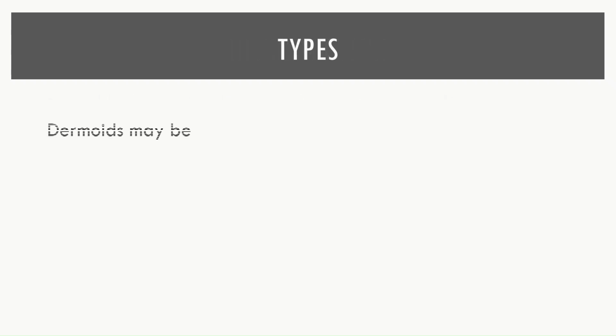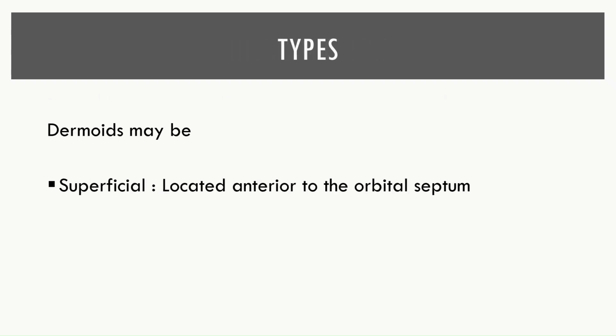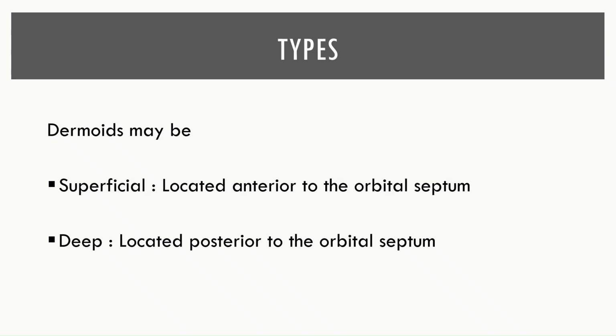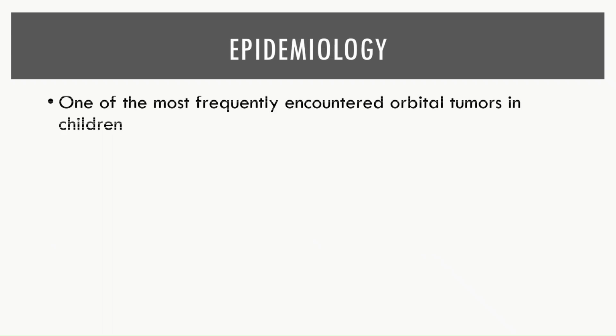Types: dermoids may be superficial, that is located anterior to the orbital septum, or deep, located posterior to the orbital septum. Dermoid cysts are among the most common orbital tumors seen in children.